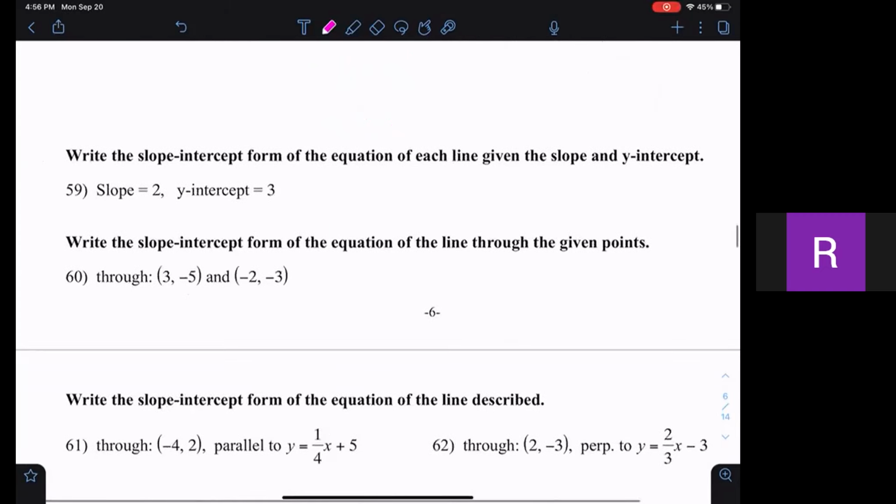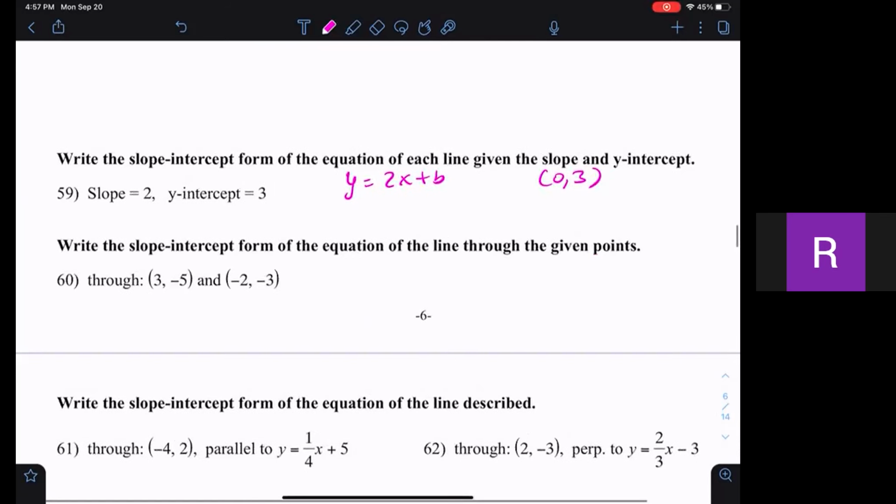Here, write the slope-intercept form of the equation of the line given this. So they give you the slope and the y-intercept. So y equals 2x plus 3, right? That's the only thing you need to do. This is the slope, and this is the y-intercept. Actually, hold on one second. So y equals 2x plus b, right? So the y-intercept is given. So this is going to be 0, 3, right? Most likely it's going to be like that. So this is 3 for y, 2 times 0 plus b. So this is the same as 2x plus 3, like in the beginning I did. Okay.